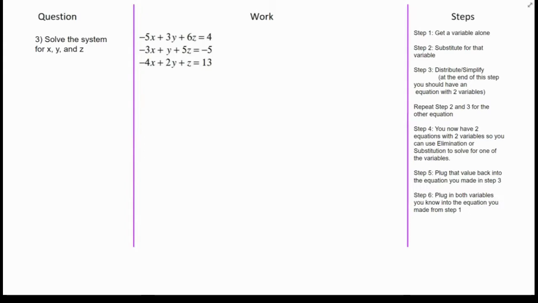So the first thing that I usually do is get it ready for substitution. I'm going to look through here, and I see that I have a y by itself. So I'm going to solve this middle equation for y so that I can use substitution. I'm going to add 3x to both sides, subtract 5z, and now I've changed it into my purple equation here. Next, I'm going to use substitution, by taking my purple equation and plugging it into my first equation. So once I plug it in, it'll look a little bit like this.